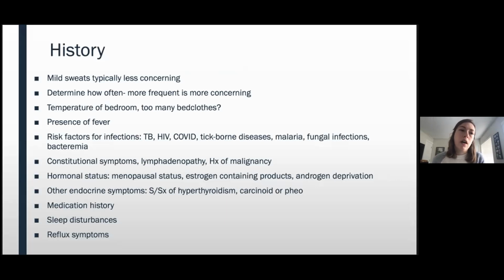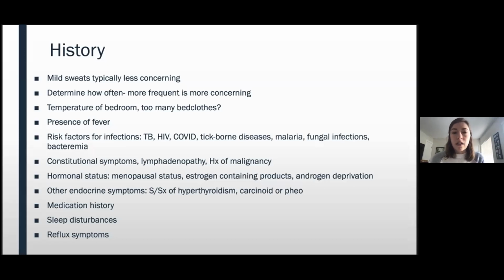Mild sweats are typically less concerning: patients who don't report it unless you specifically ask, and who don't have to change their clothes or sheets during the night. That's a lot less concerning than somebody reporting drenching night sweats. Also, the more frequently they happen, the more concerning. If they happen every night, that's a lot more concerning than somebody who says it happens once or twice a month.